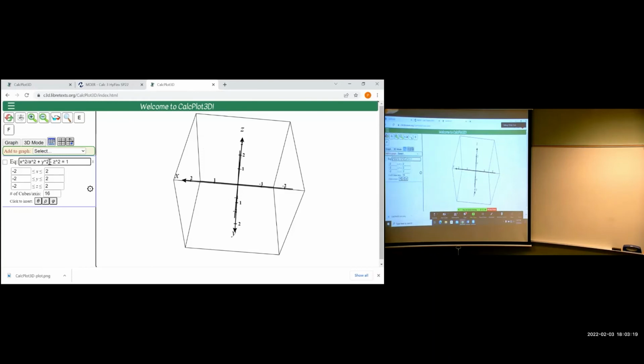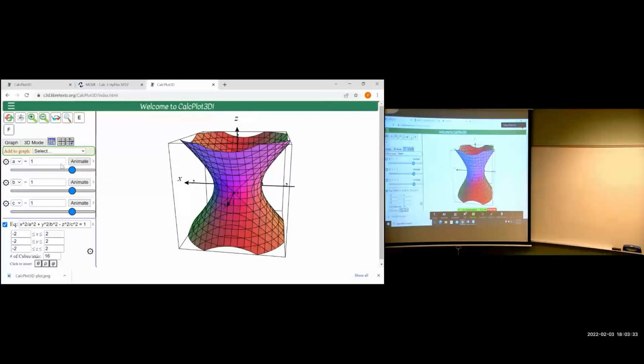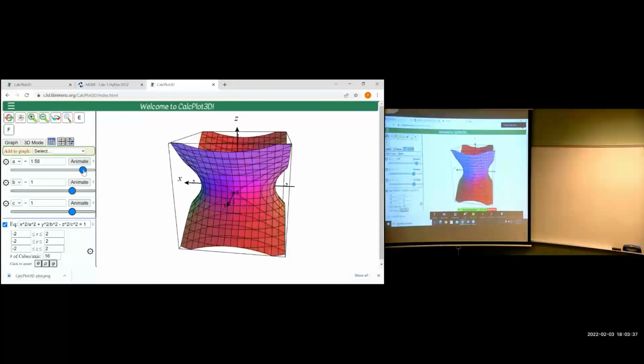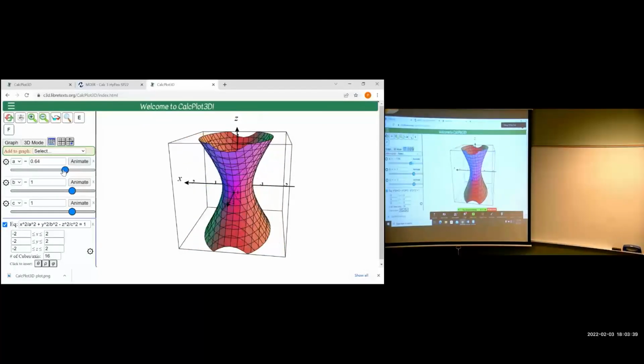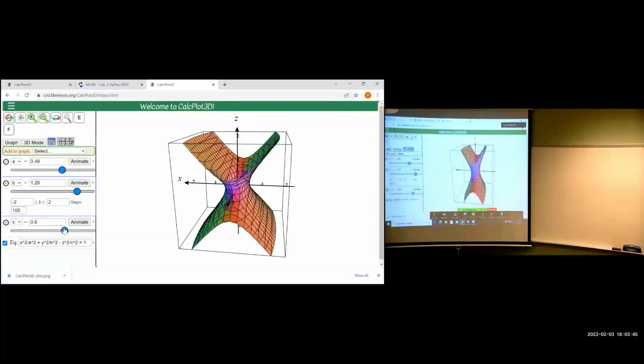So A squared, this is pretty cool. B squared and C squared. And when I hit enter, there's my hyperboloid, but look at what it did for me. I can now use sliders and so you can see what changing A does. What does changing B do? What does changing C do?